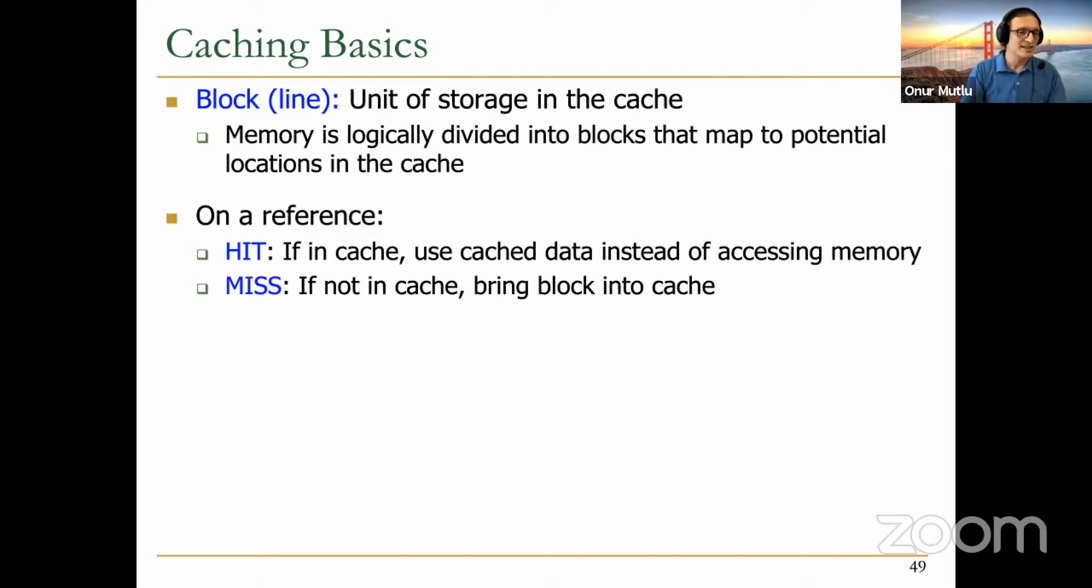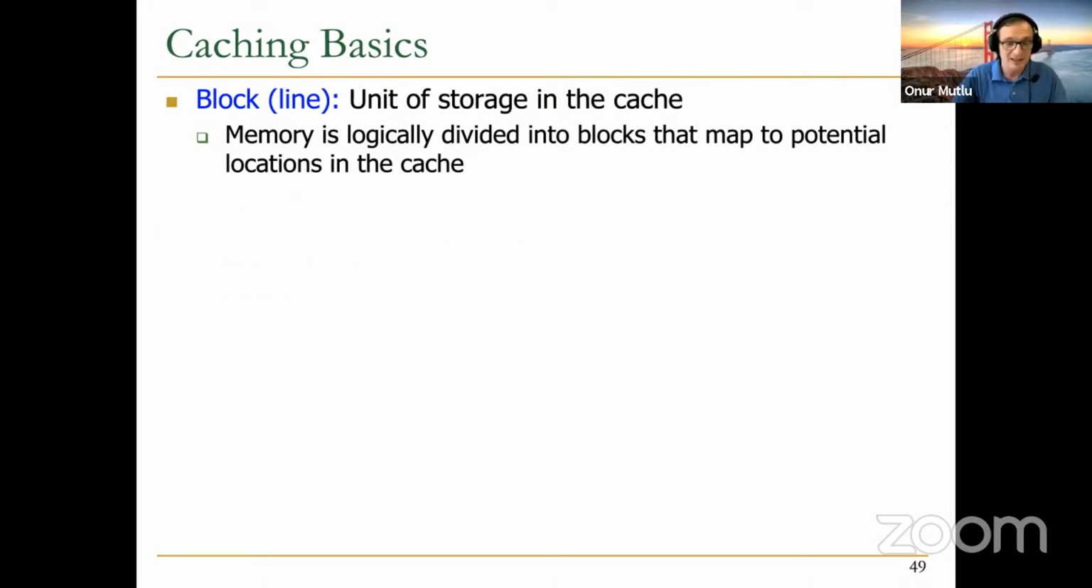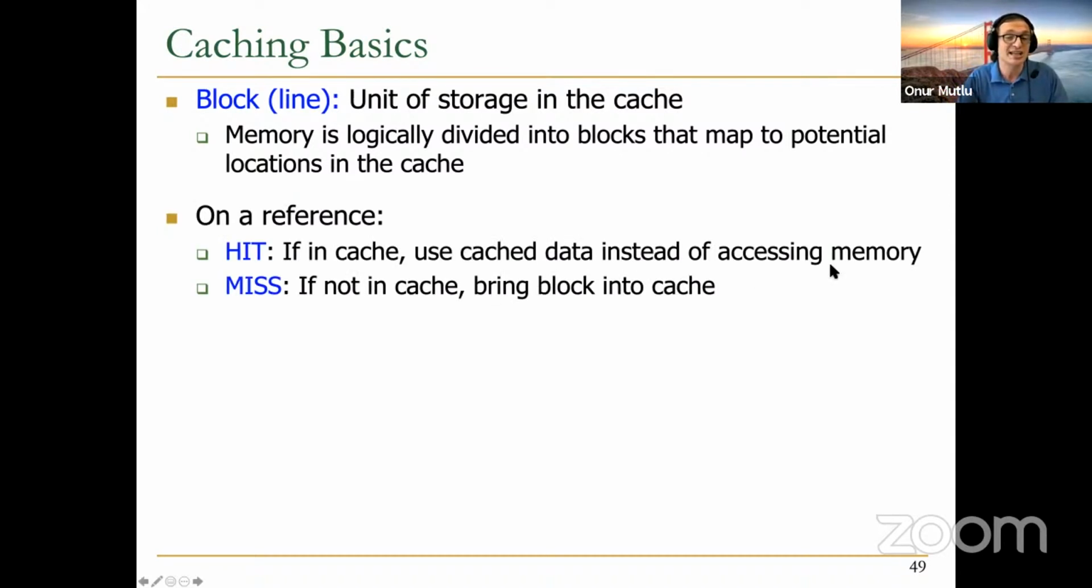Okay, so on a reference, as we discussed, you get a hit or a miss on an access to the cache. Reference means access to the cache. If the block you're looking for is in the cache, because whenever you access the cache, you're basically looking for the block. You may be looking for something inside the block, but you access the cache using the block address, basically. So how many bytes in a block doesn't matter initially, because the granularity of access to the cache is in terms of the block. So if the block is in the cache, you use the cache data instead of accessing memory.